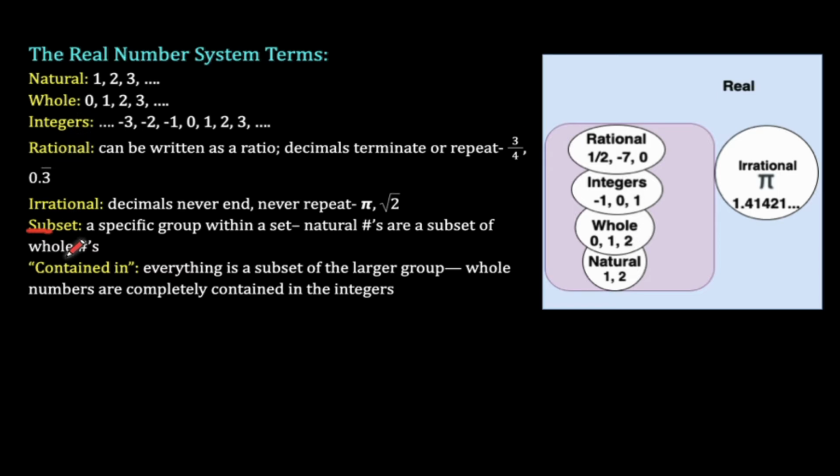Let's look at the words contained in. So this is everything that is a subset of the larger group. So let's take a look at the whole numbers. Now, whole numbers are completely contained in the integers. So that is to say that integers contain all of the whole numbers plus their opposites. All right, so let's go ahead and begin by going over the first question here.